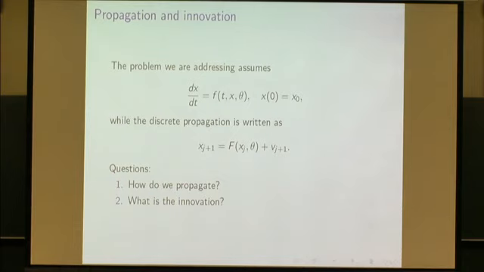Now, the problem is that we need to propagate. It's easy to say propagate when you don't have to do it. When it actually comes to the propagation, we need to make some choices. And we need to innovate, the innovation of the particle as it propagates. So we said how we are going to deal with the parameter part. So how are we going to do this?